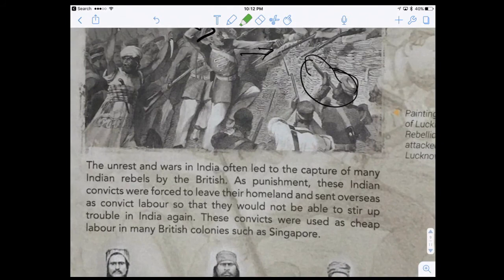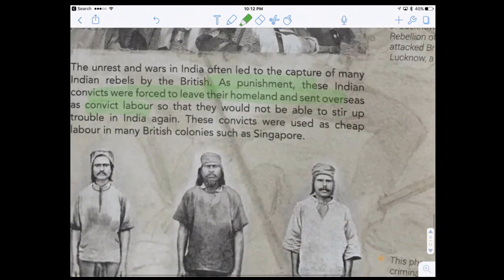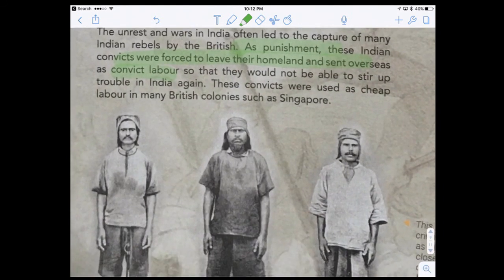Not only that, okay, the people who survived, as punishment, because the British didn't want all these troublemakers to stay in India, were forced to leave their homeland as convict labor. What is convict labor? These are the convict laborers. Okay, they don't look happy at all, right? You're forced to leave your homeland, your home, to go to a foreign country. Okay, to go to a foreign country to work.